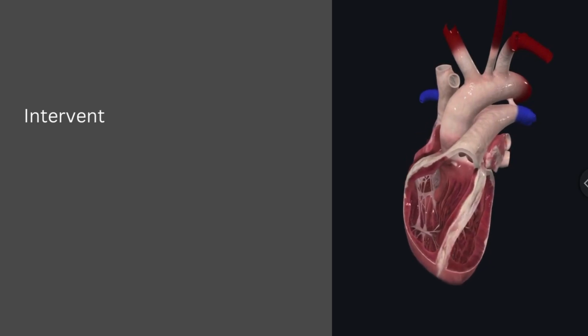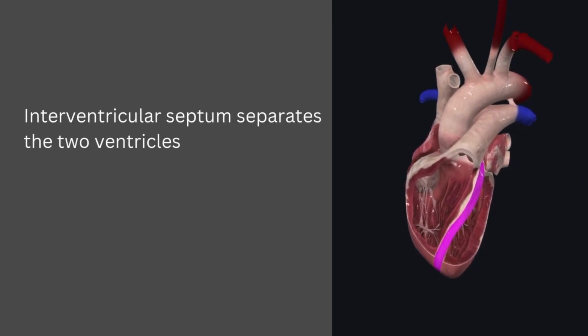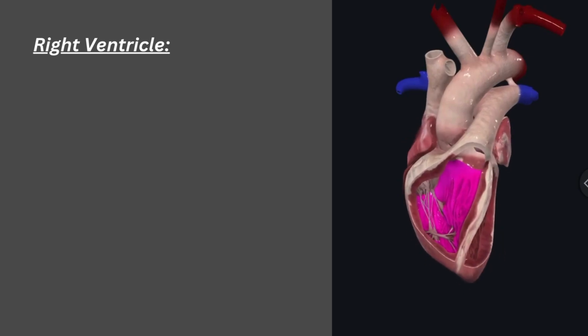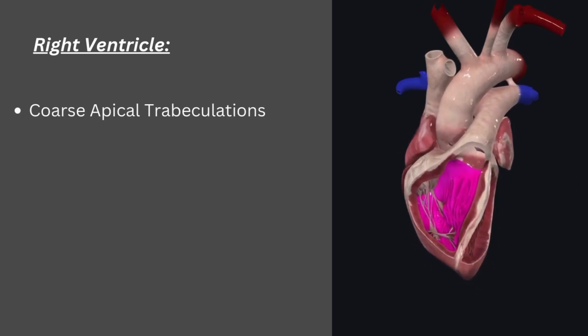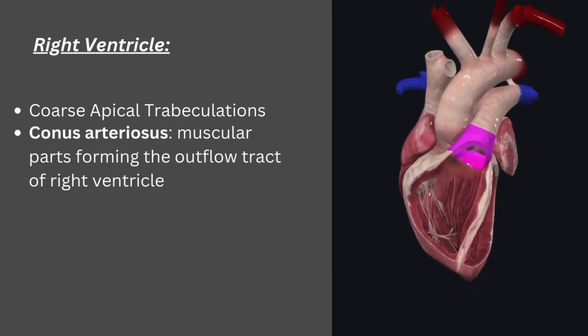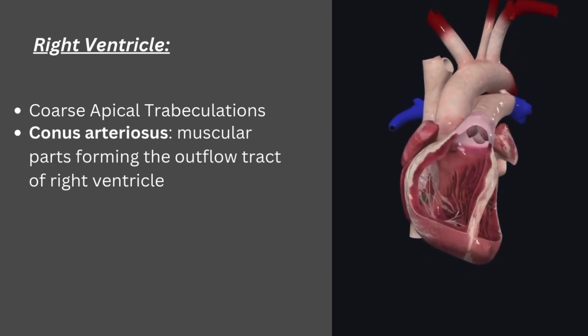Finally, let's explore the interior of the heart, starting with the right ventricle. The interventricular septum separates the two ventricles. Inside the right ventricle, we find coarse apical trabeculations. The conus arteriosus, the muscular part, forms the outflow tract of the right ventricle.